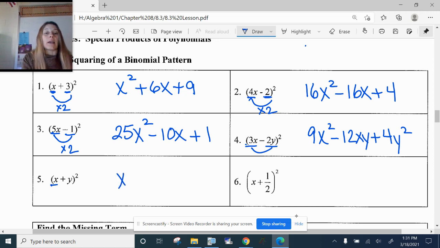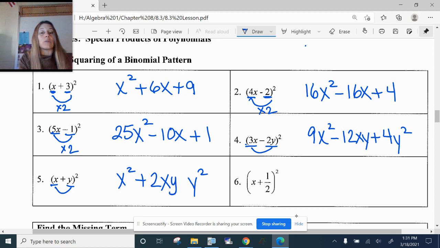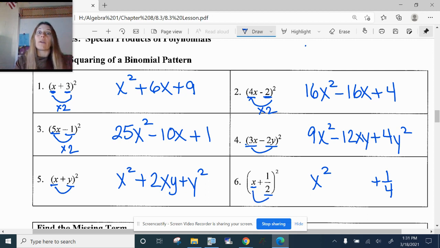x times x is x squared. y times y is y squared. When I multiply them together, I get xy, and I need to double it, getting plus 2xy. Last one here, x times x is x squared. 1/2 times 1/2 is actually 1/4. To get the middle number, I'm going to multiply these together. It's 1/2 x, but I have to double that or multiply it by 2, which actually just gets me 1x.